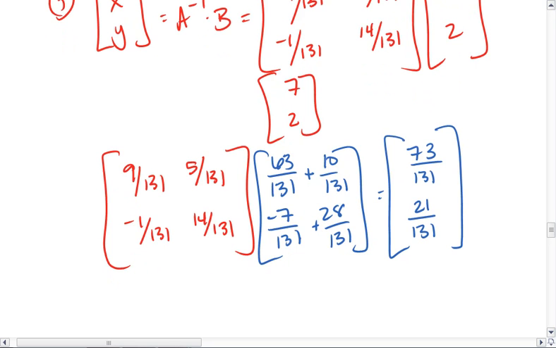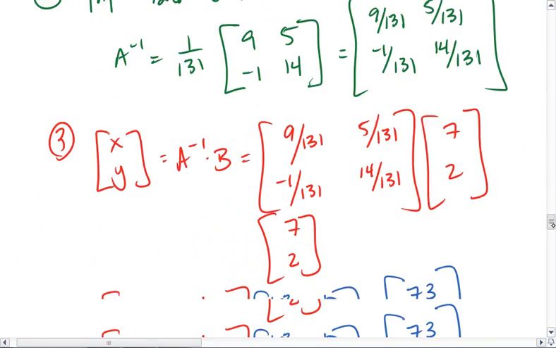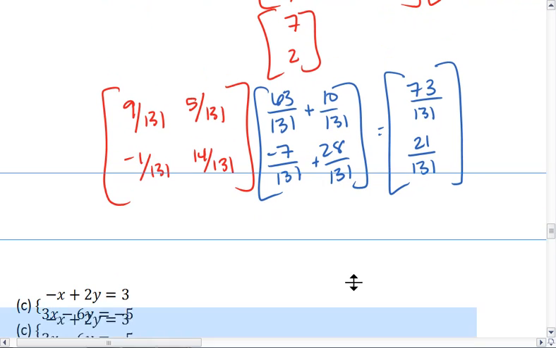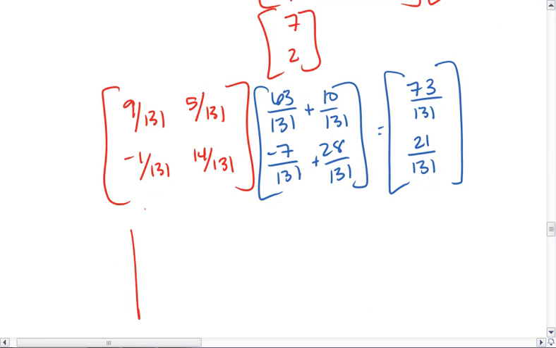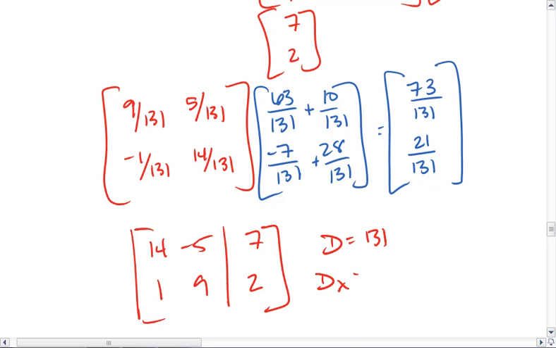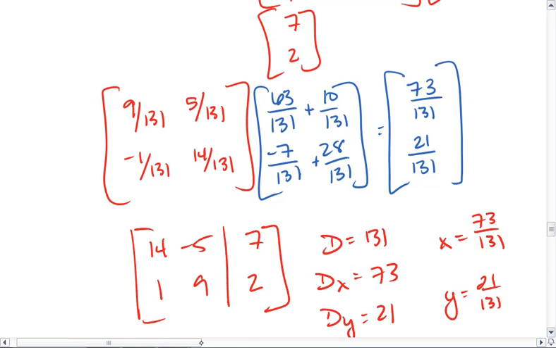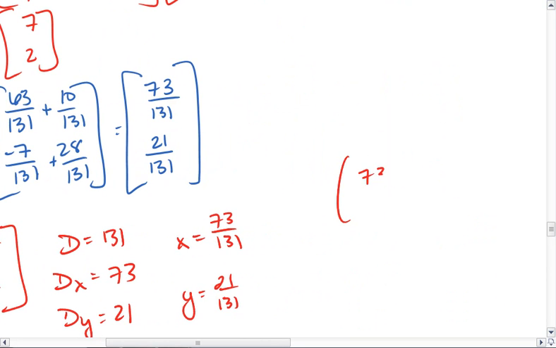And those actually are our solutions, and we could always double check that using Cramer's rule if we wanted to. So we know that our original matrix, or the augmented matrix, is as you see below. So if we found D, we'd find 131, dx would be 73, and dy would be 21, which gives us the same solutions of 73 131s and 21 131s. So our final answer is in fact 73 over 131, comma, 21 over 131.